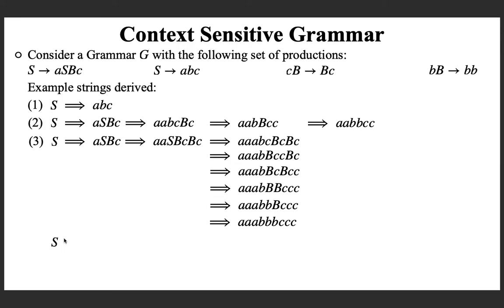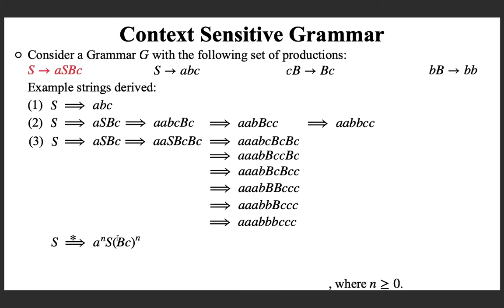Capital S is the start symbol, and here if you apply the first production n number of times, n greater than or equal to 0, what are you deriving? A raised to n, S followed by BC raised to n. It's very easy to verify it. If you apply it n times, a to the power n, capital S, BC to the power n is what you are going to get.